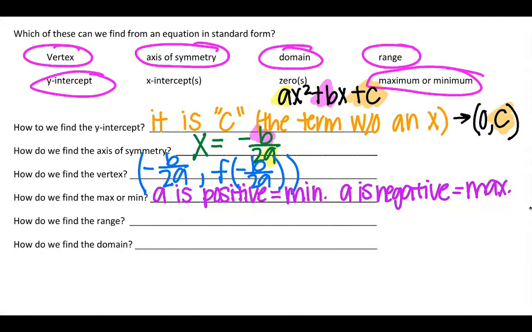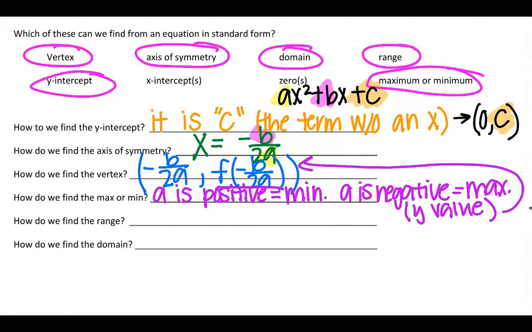And you're also using that y value from above. So this term right here. It'll be a minimum at y equals whatever that term is, or a maximum at whatever that term is.